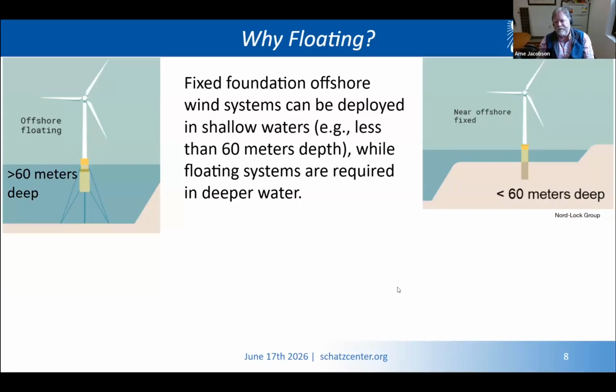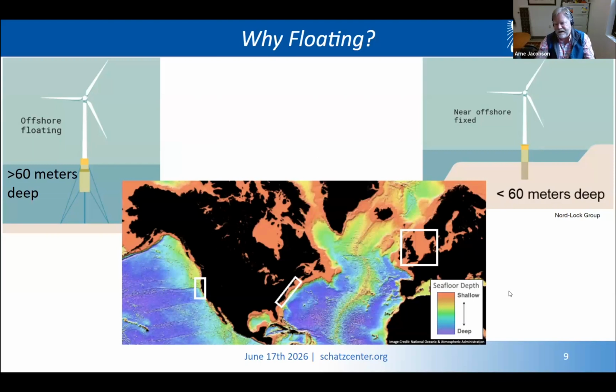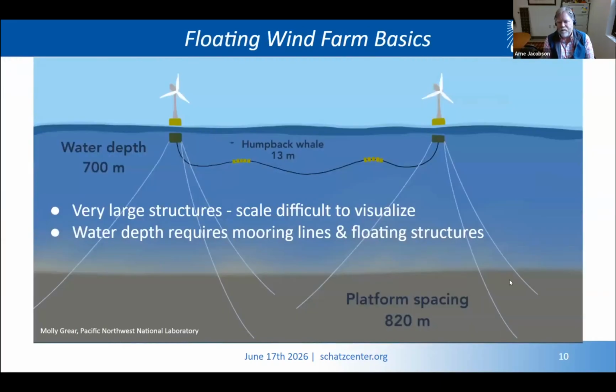In deeper water, floating systems are required, and that would be the case on the U.S. West Coast. This map gives us a sense of water depth in some of the areas where offshore wind development has occurred, including the North Sea area and the U.S. East Coast, where water is considerably shallower than areas along the West Coast that have been considered for offshore wind. So hence the difference in technology. Next.